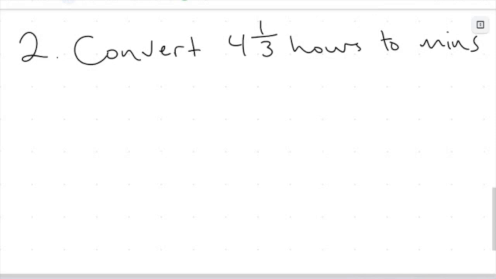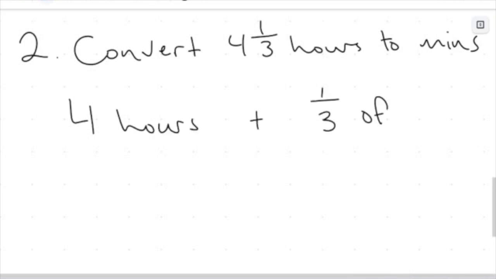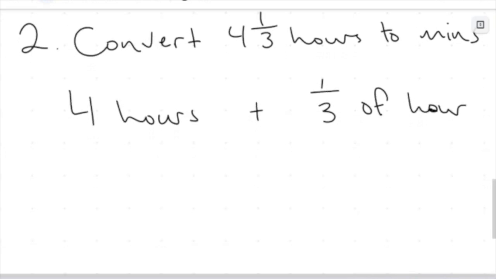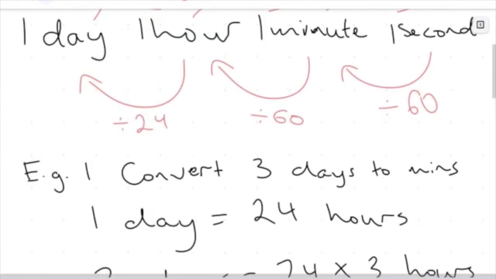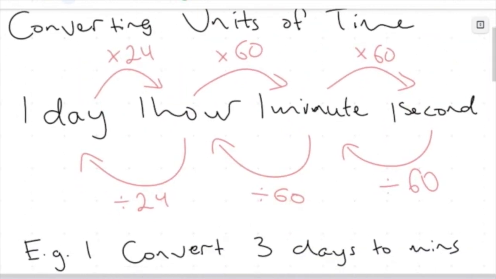Because here I have, let's split this up first of all. So I have 4 hours plus 1/3 of an hour. So I can convert these separately, right? I can say, well, to get from 4 hours to minutes, I can times by 60, because there are 60 minutes in an hour. We can look up here, right? To get from hours to minutes, we are timesing by 60.